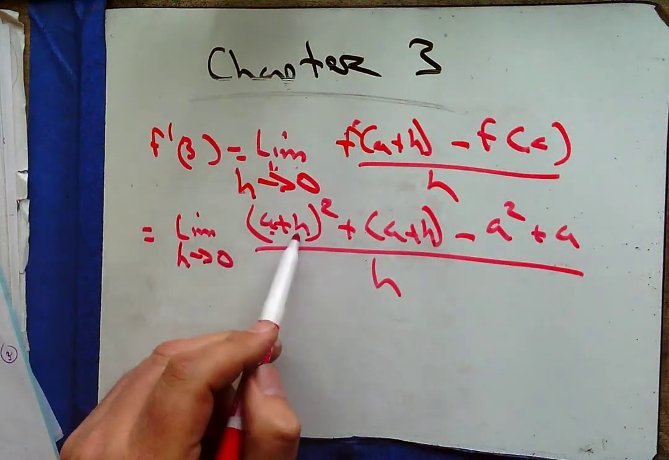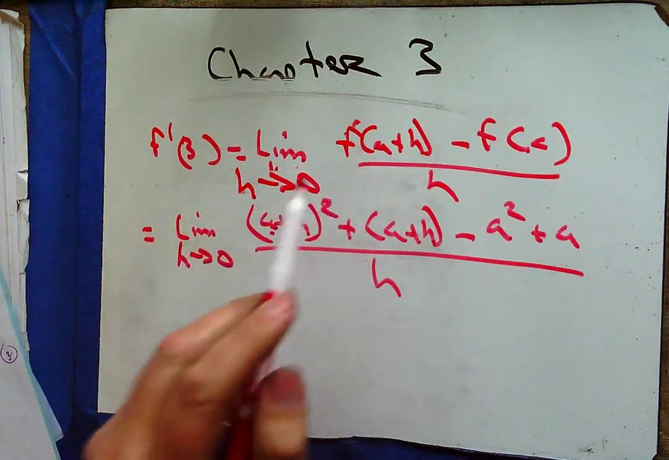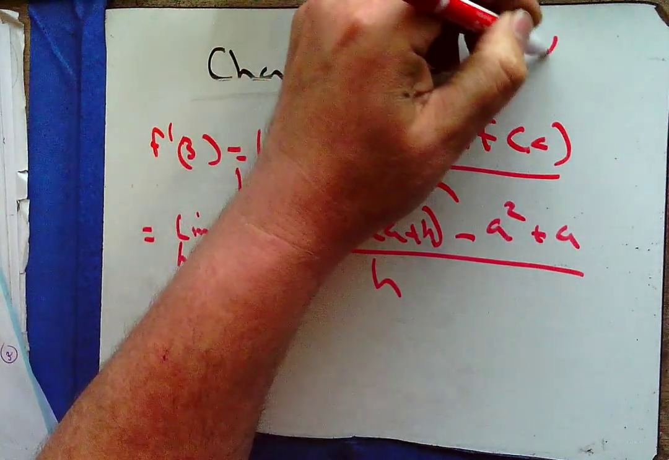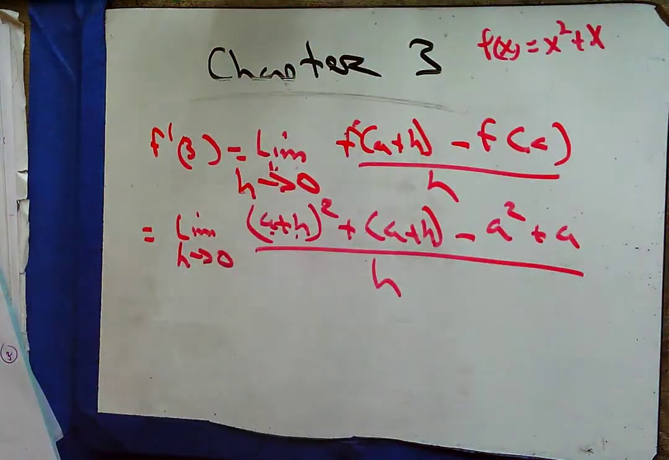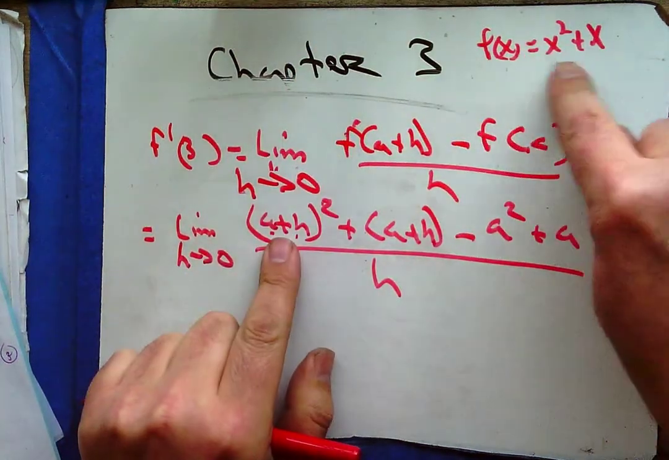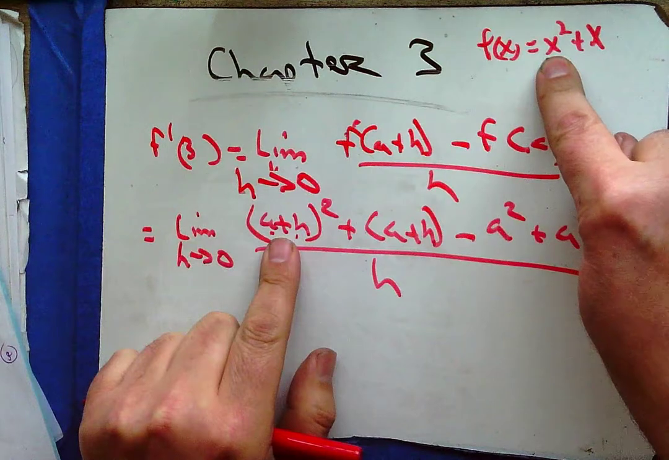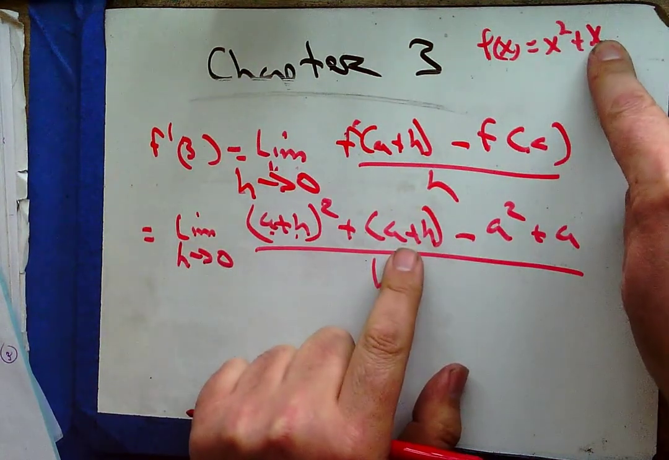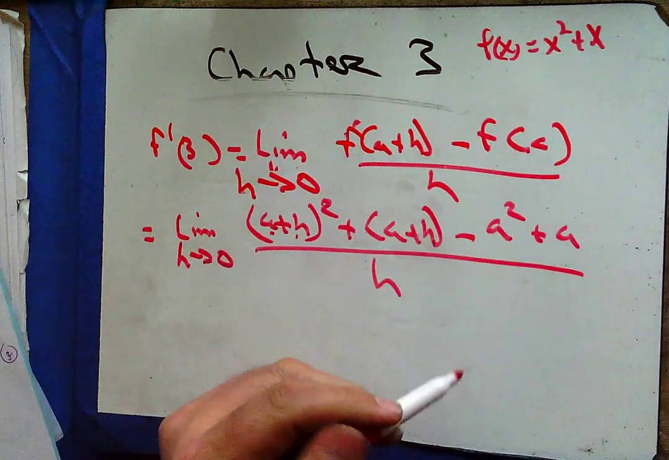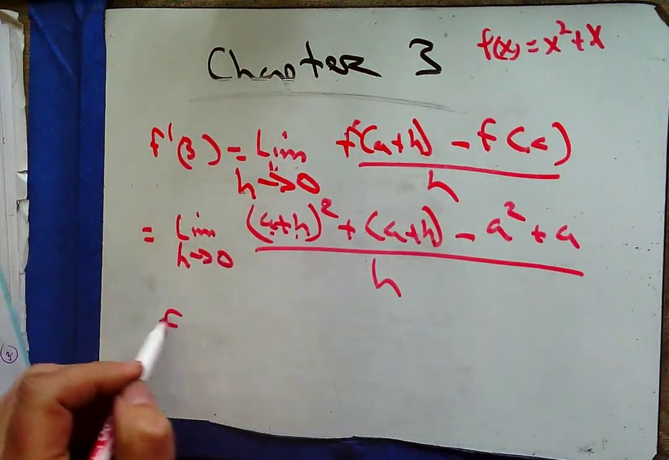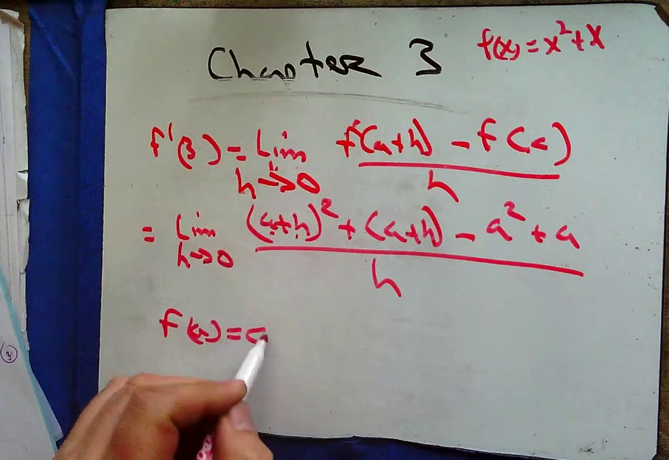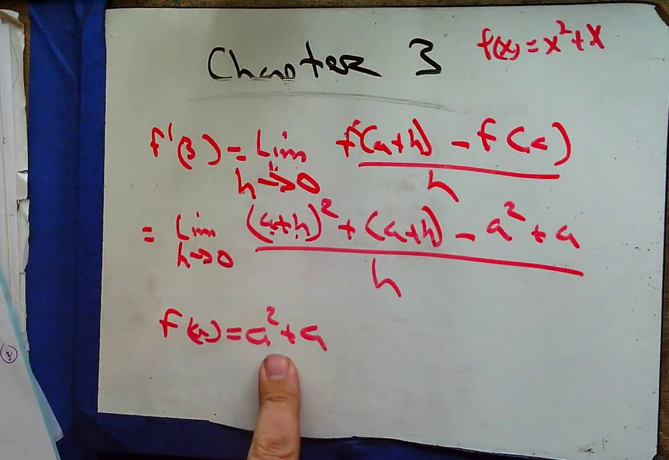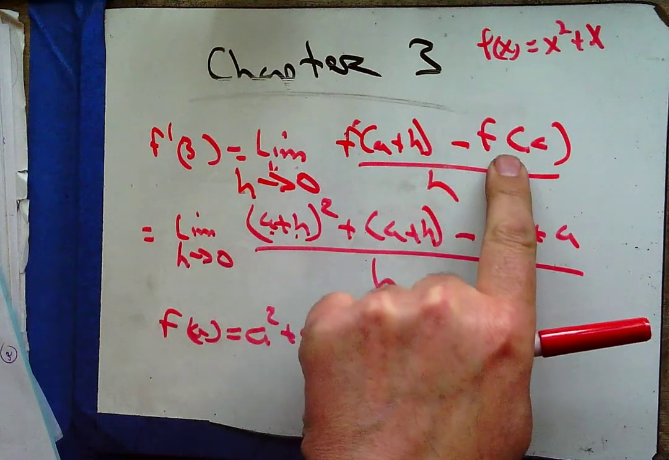Well, they plugged in an a plus h for all the x's in f of x, and remember our f of x is x squared plus x. So if I take a plus h and plug it in there, I get that. And then I'm supposed to subtract f of a. So what's f of a? F of a is a squared plus a. And I'm supposed to subtract f of a.